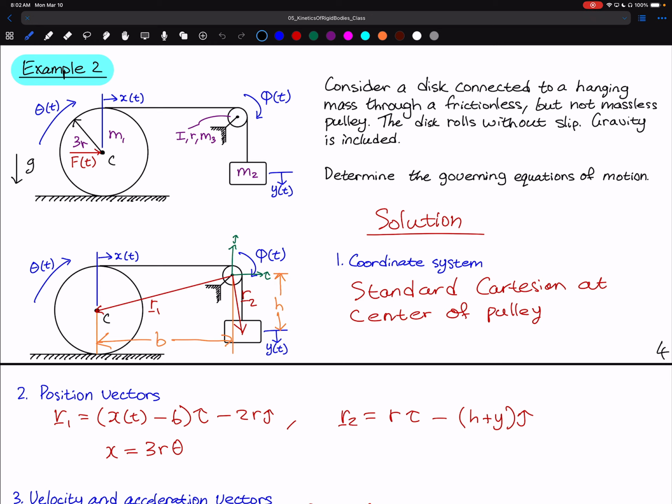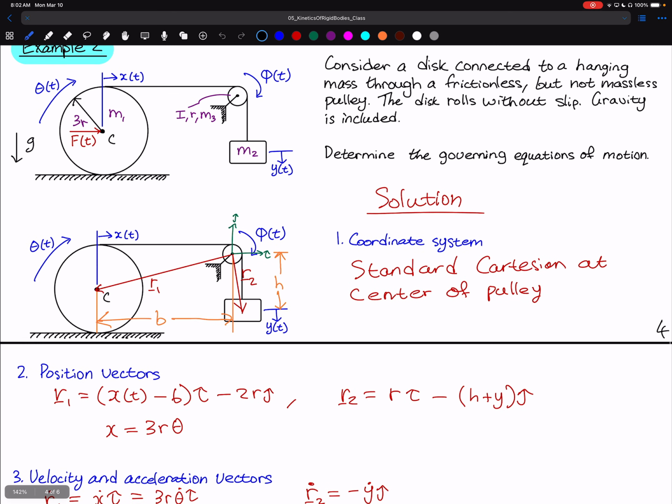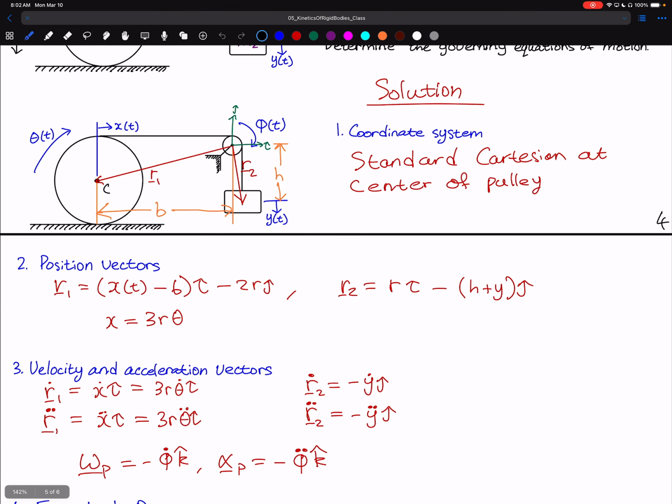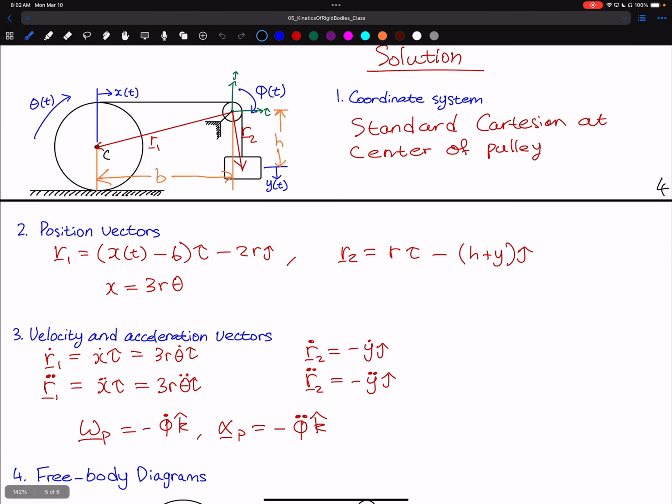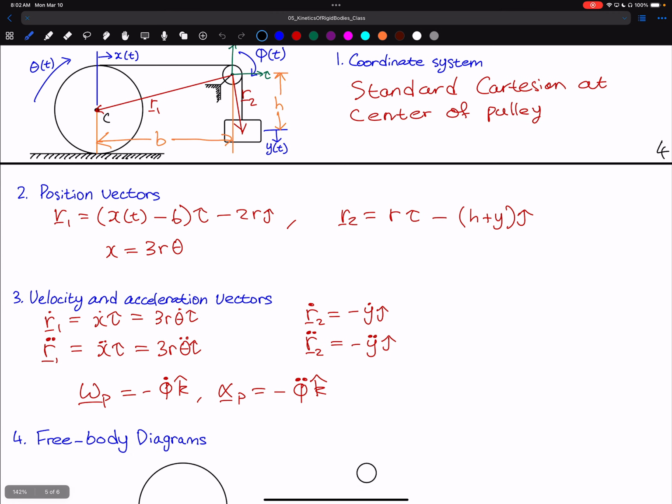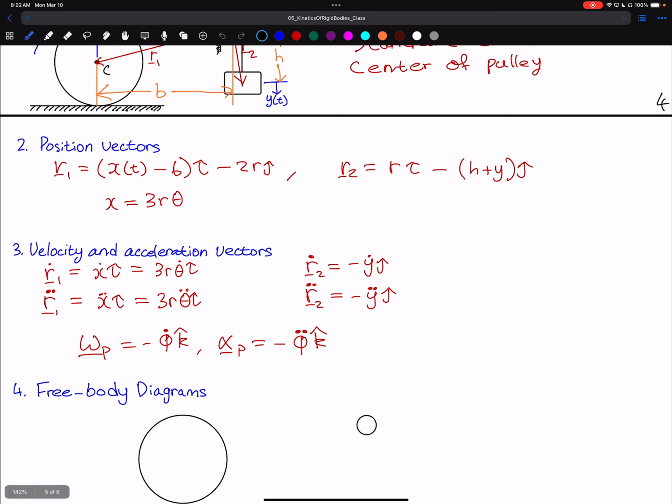Last time we defined a coordinate system; we chose to use Cartesian at the center of the pulley. From there, we defined position vectors for first the center of mass of the disc, and then second for the hanging mass, shown there. We then computed velocity and acceleration vectors. And now we're going on to do free body diagrams.